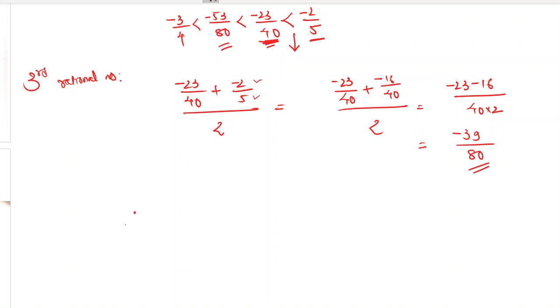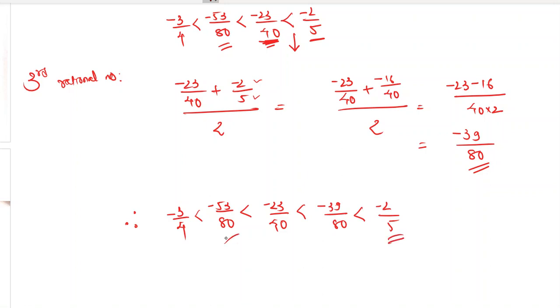So we can write the final answer as minus 3 by 4 smaller than minus 53 by 80 smaller than minus 23 by 40 smaller than minus 39 by 80 smaller than minus 2 by 5. So these are your required three rational numbers between given two numbers.